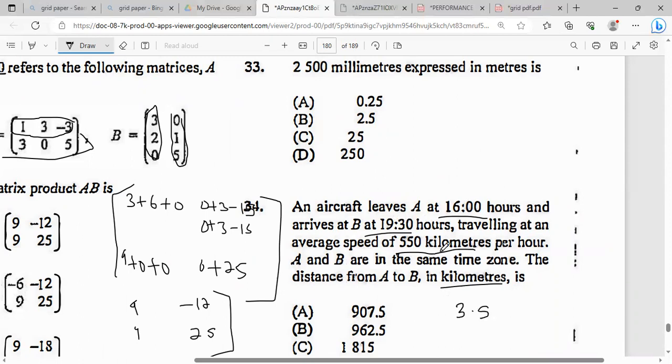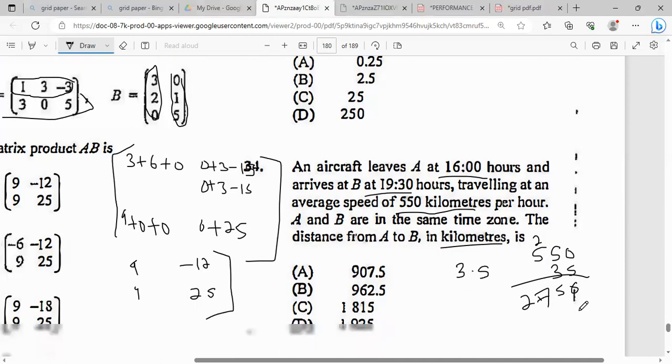And we're going at 550. So distance is equal to speed times the time. So I can multiply now. 5 times 5 is 25. We drop a 0. 3 times 5 is 15, carry 1. 1,925. So this goes what?